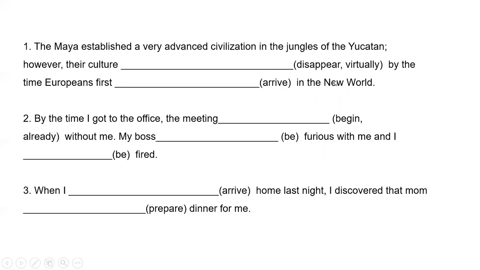When I first read this sentence, I noticed the word by. By the time something happened, something else happened. Again, I would like to explain the word by the time. It's very similar to before. So this happened first, the Europeans arrived, and before that, the culture disappeared.